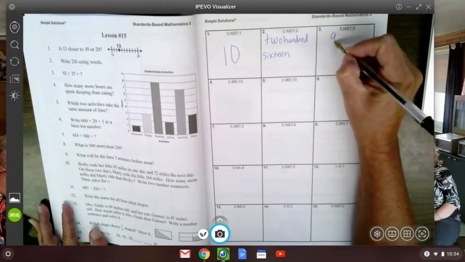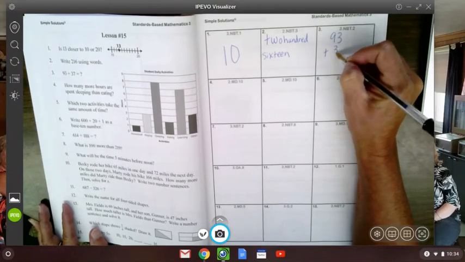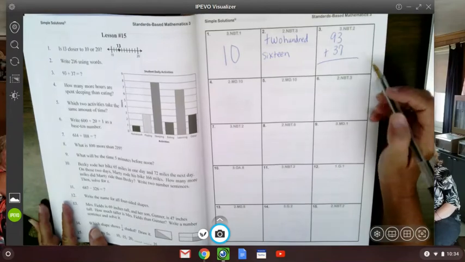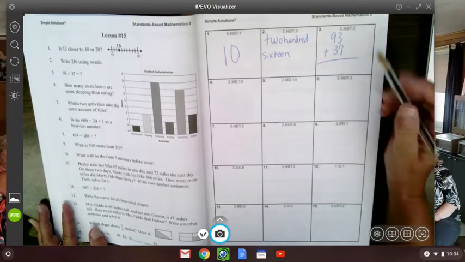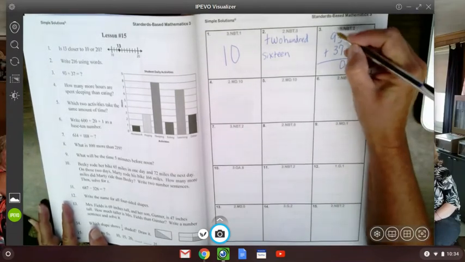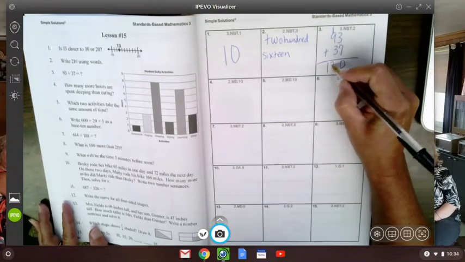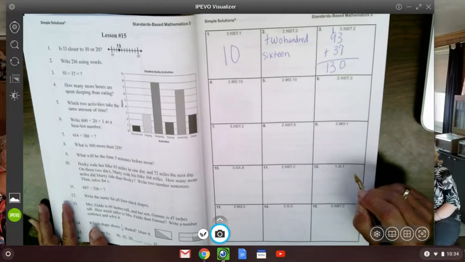3, write it vertical. 93 plus 37. Ones under your ones, tens under your tens, boys and girls. 7 and 3 is 10. Leave your 0, trade in. 9 plus 1 is 10, plus 3 is 13. The answer is 130.